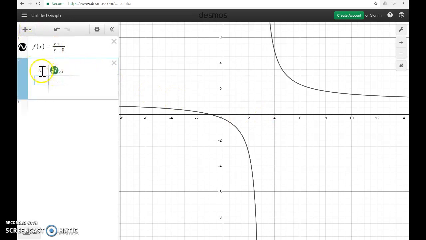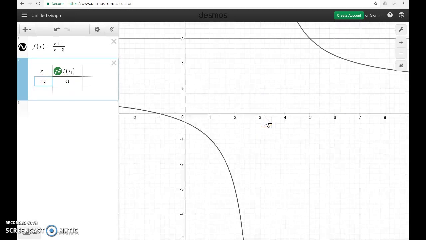So I'm going to insert a table, and we're going to look at f of x1, which is what our function is defined as here. So let's take a look as we get closer and closer to 3. Let's start from the right side. Sorry, I changed my mind. So let's start with 3.1. Actually, notice when I typed 3, it said undefined. So 3.1 would be just to the right of 3.